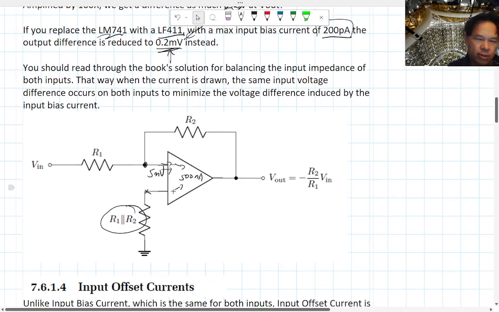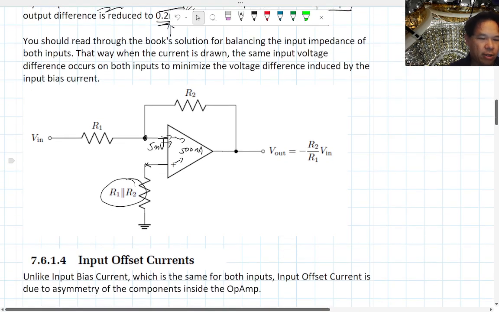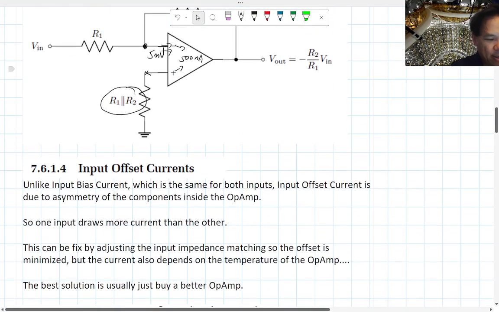So I think there's a few more examples that the book goes through, so I encourage you to read through that. But a lot of times the solution is just, if you need a better op amp, get a better op amp, right?